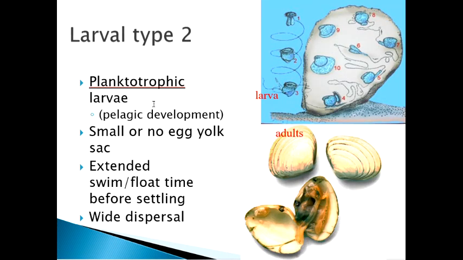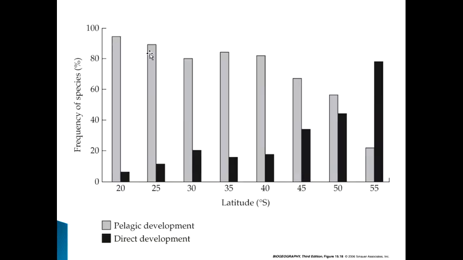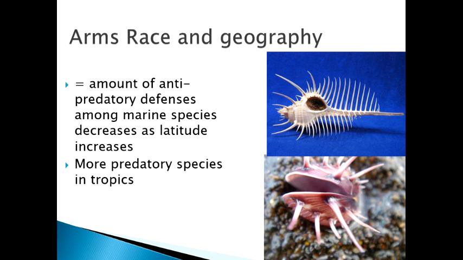This is contrasted with planktotrophic larvae, pelagic development, which are given no yolk sac or a very small one, meaning they must feed in the plankton. So they spend much longer times living up in the water column, eating and growing larger there before they disperse. If you look at this, pelagic development, planktotrophy, direct development, lecithotrophy, notice one decreases with increasing latitude, one increases with increasing latitude. You can think about the arms race and geography.